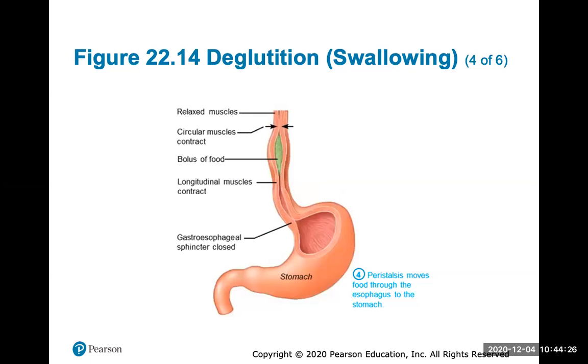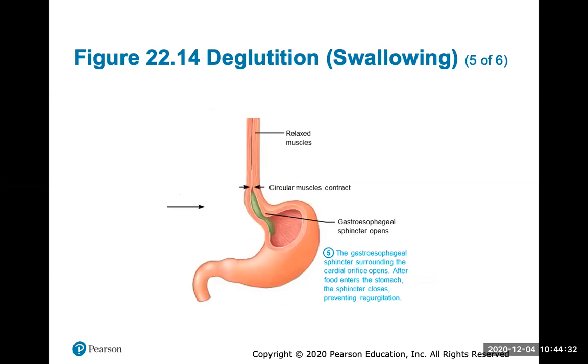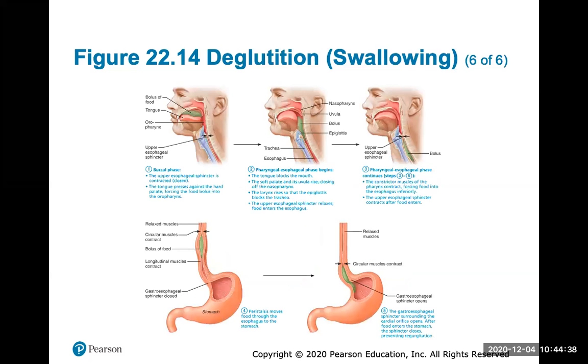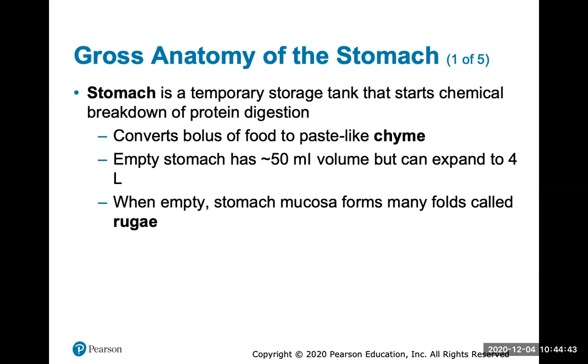So here shows deglutition, swallowing into the stomach. Peristalsis will move the food through the esophagus and into the stomach. The gastroesophageal sphincter will open then to allow the bolus to enter the stomach. And you can see here how the muscles get relaxed towards the top, so the bolus continues down.